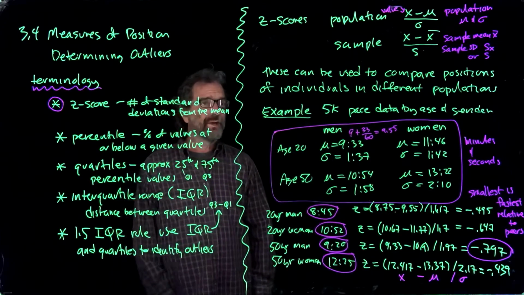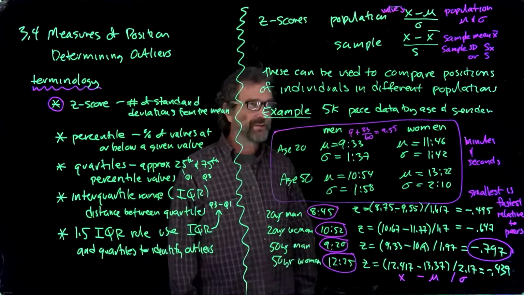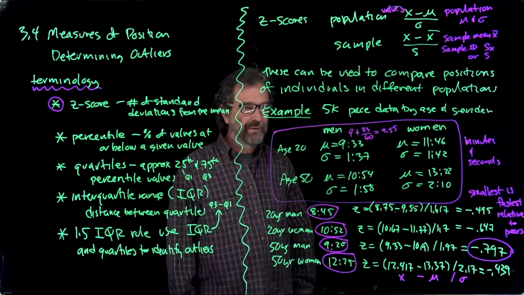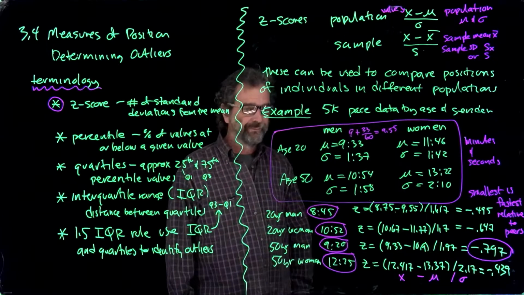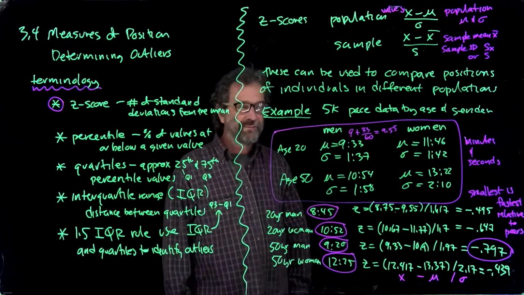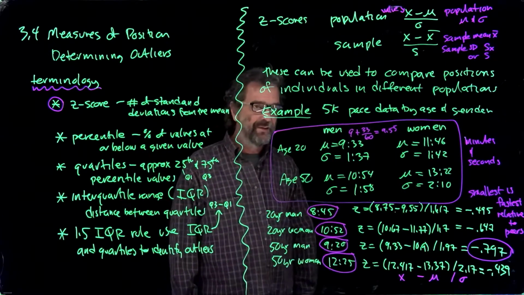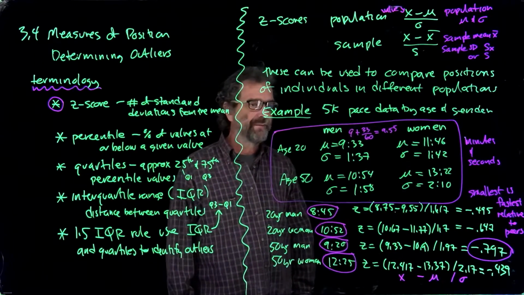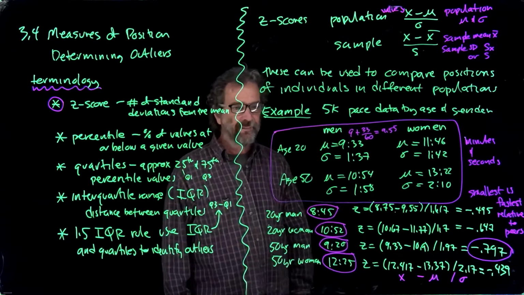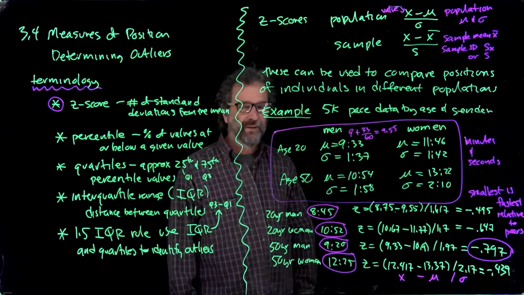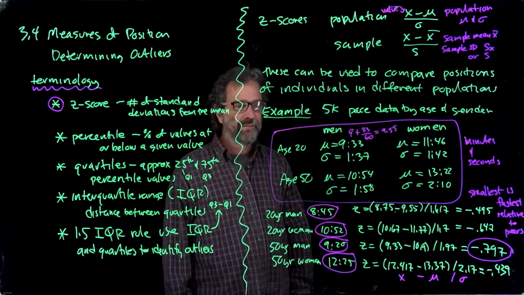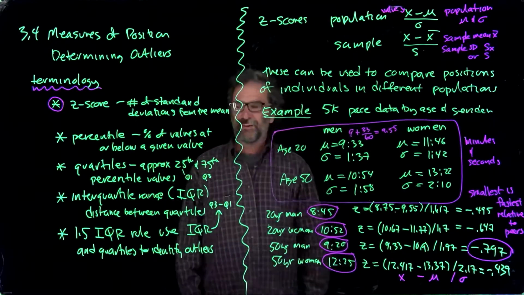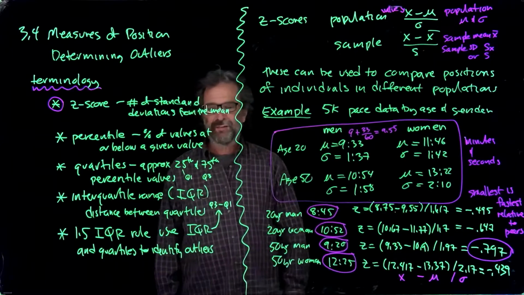Z-scores can be used to compare positions of individuals in different populations because it's sort of an absolute measurement in terms of standard deviations away from the mean. So if you have different groups and you have different objects in each of those groups, and you compare how many standard deviations away from the mean they are, you can compare the position of the values relative to the mean in the different populations, and that way you can judge them against each other.